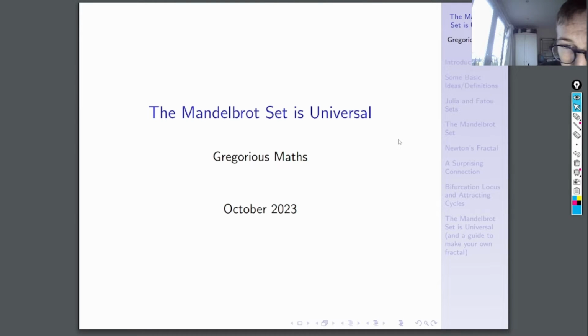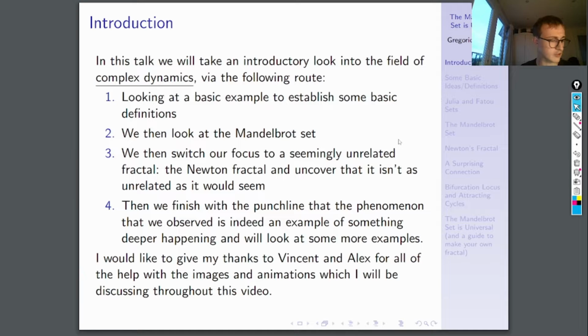In today's video, I'm going to be talking about the Mandelbrot set being universal, and I'm going to give a general introduction to complex dynamics. And don't worry, I'm going to be giving animations as well, pictures of what's actually happening behind the scenes.